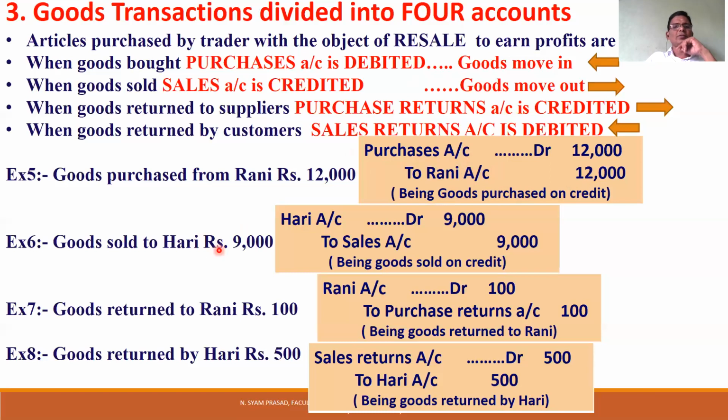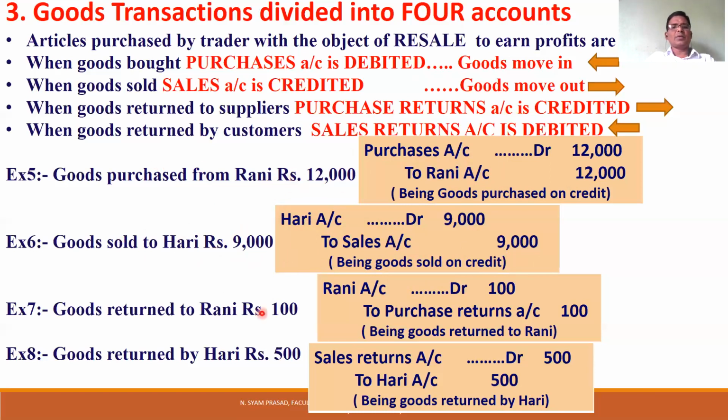Goods sold to Hari. When we sell goods, automatically the sales account is credited. We sold to Hari as a credit transaction. Hari is a receiver, so the receiver account is debited. Hari account debit to sales account, being goods sold on credit. Goods returned to Rani. We purchased 12,000 goods from Rani.